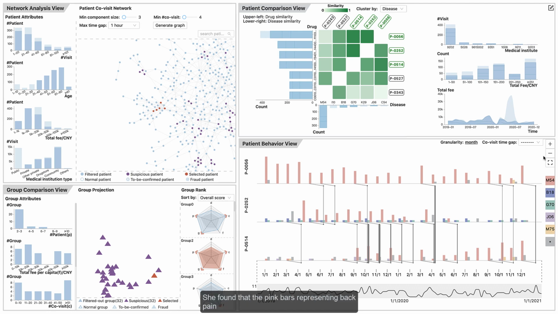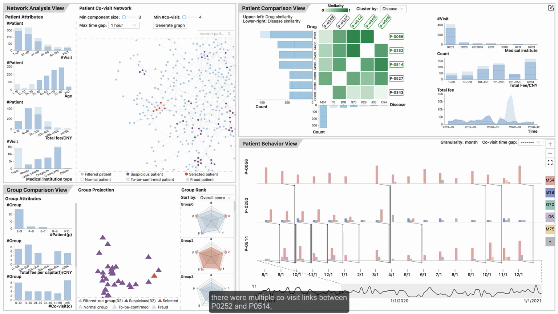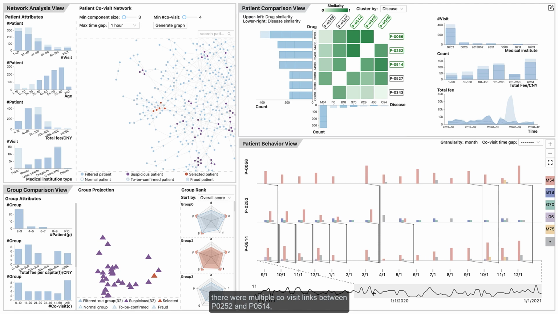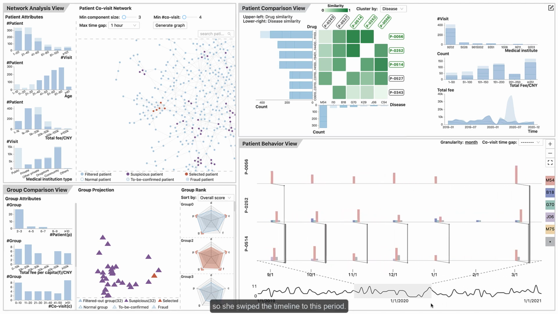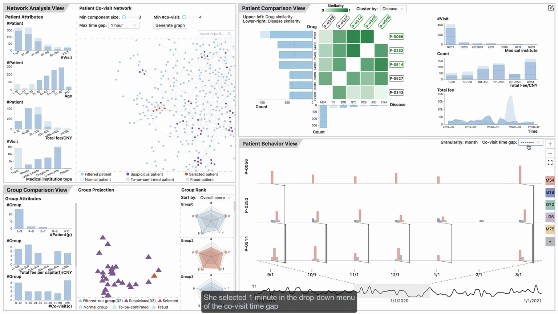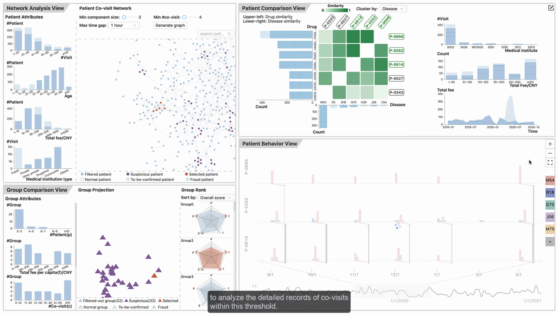She found that the pink bars representing back pain dominated the visit sequence visualization and appeared at regular intervals. Between September 2019 and March 2020, there were multiple co-visit links between P0252 and P0514, so she swiped the timeline to this period. She selected 1 minute in the drop-down menu of the co-visit time gap to analyse the detailed records of co-visits within this threshold.